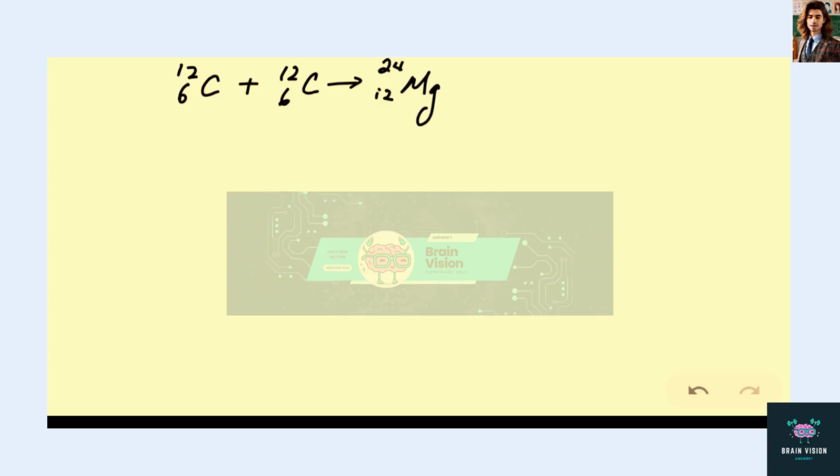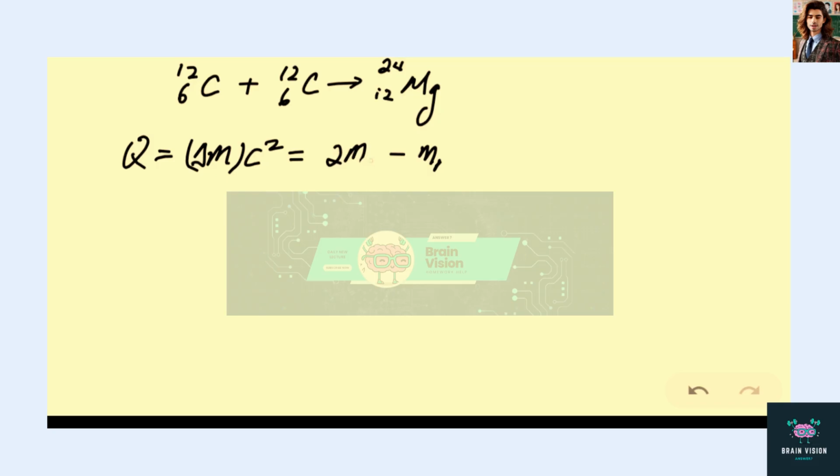Now this is the fusion reaction equation, and we want to find what is the energy released, which is the Q value. So we just take the change in the mass of the nuclides multiplied by c squared. In this case, we'll be taking 2 times the mass of the carbon-12 minus the mass of our magnesium nuclide.